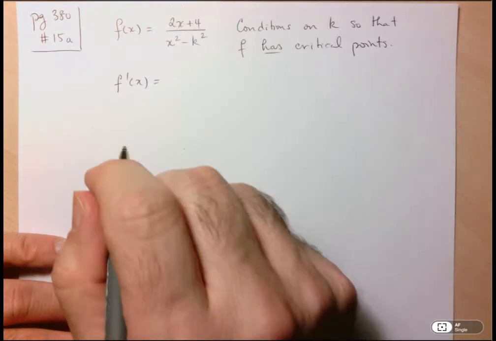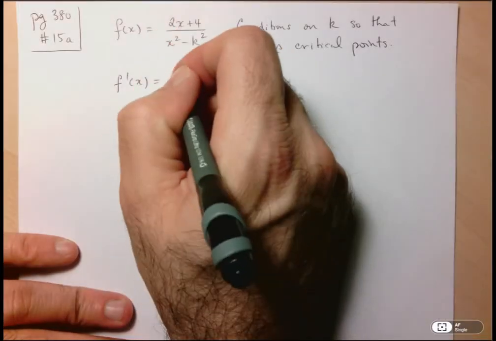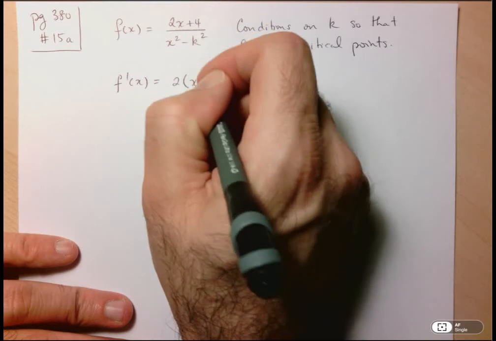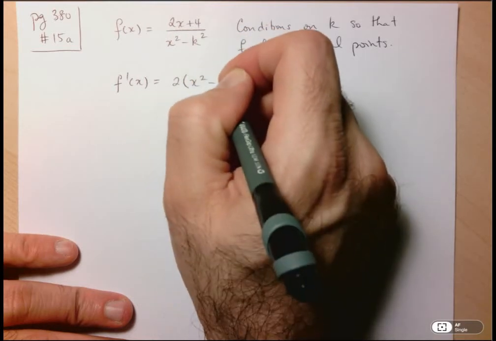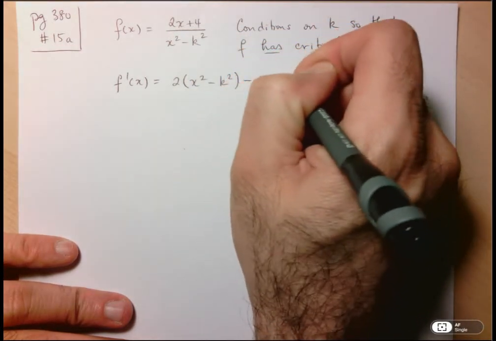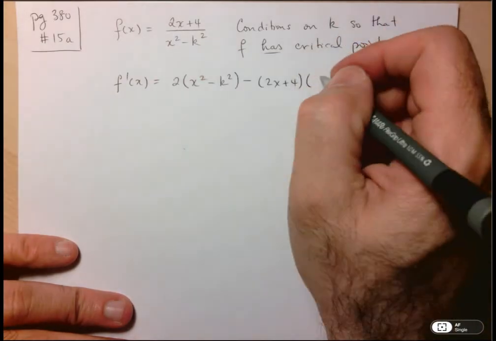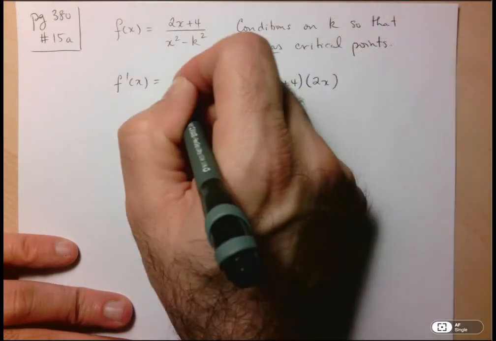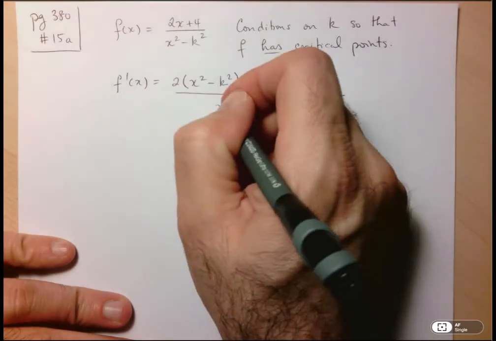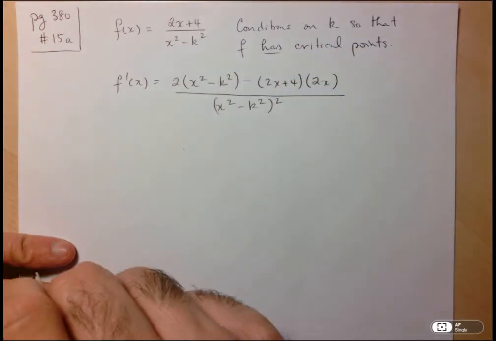Let's see what that gives us here. We've got the derivative of the numerator, which is 2, multiplied by the denominator, so I'm just applying the quotient rule, minus 2x plus 4, the numerator function, times the derivative of the denominator, which is just 2x. And here we've got x squared minus k squared, the square of the denominator function.